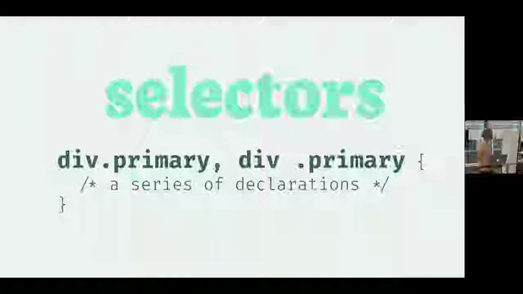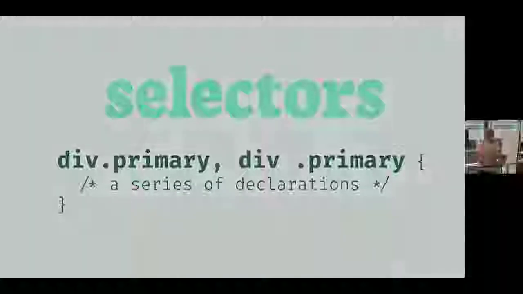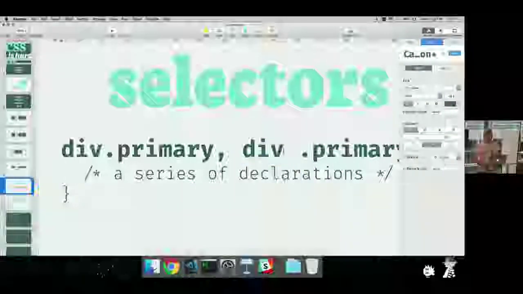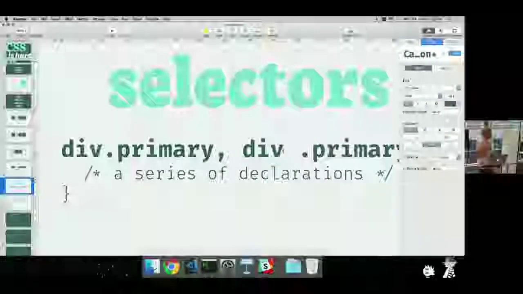Are they different? Okay, we're going to guess. The first one, div.primary, is saying any div tag with the class primary. Let me just repeat it. She was saying the first is any div tag with the class primary. That is correct. And I'm guessing the second one is maybe any div tag or anything with class primary.